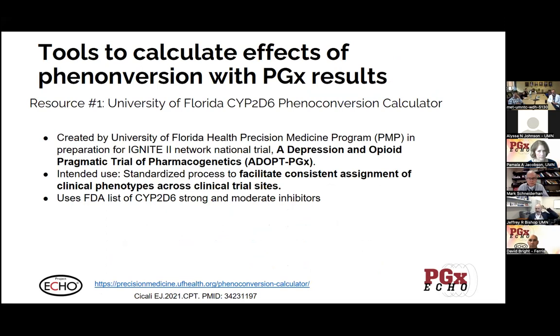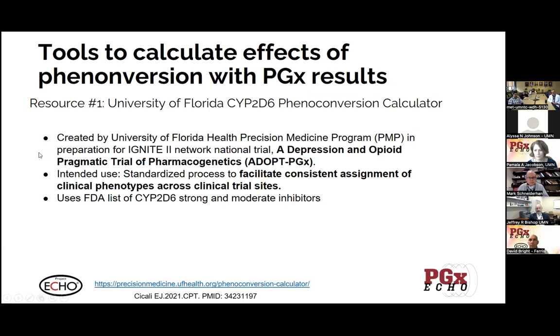So those are some places you can go to look at the medications that may fit in different categories, but how can we consider this in the context of pharmacogenetic results? And again, I'll give you 2 resources and tools that may be a good start to explore. The first is the University of Florida CYP2D6 Phenoconversion Calculator.